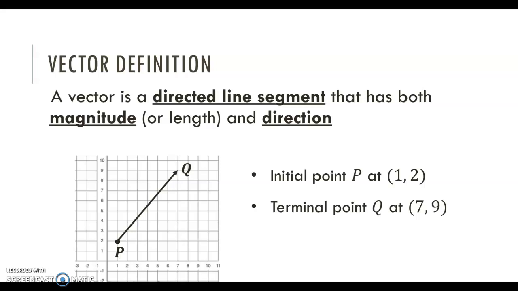A vector is a directed line segment that has both magnitude, or length, and direction. When you look at this example here, you can see some of the parts of a vector. A vector always has an initial point, which is represented here by P at the point (1, 2) in this example, and a terminal point, which is represented by point Q here at (7, 9). The terminal point is always marked by an arrowhead, and that's how you're going to know geometrically, in a diagram, which part is the terminal point as opposed to the initial point.